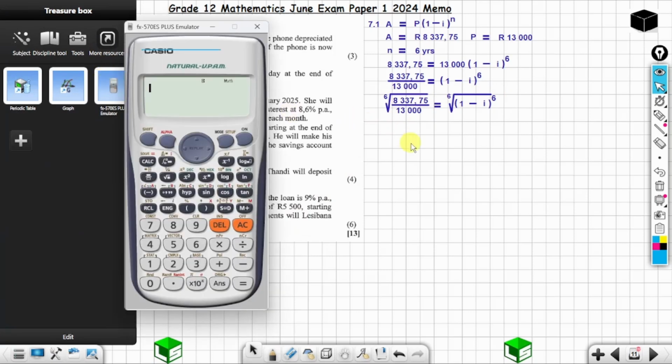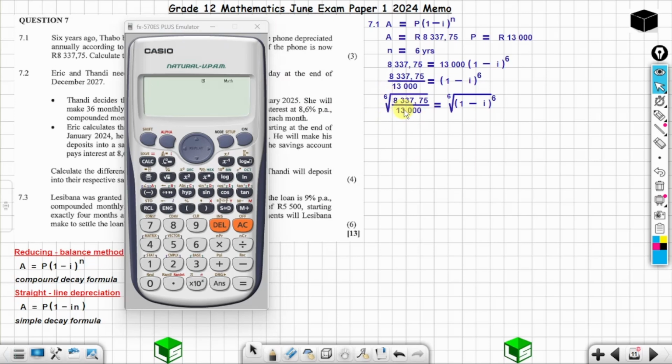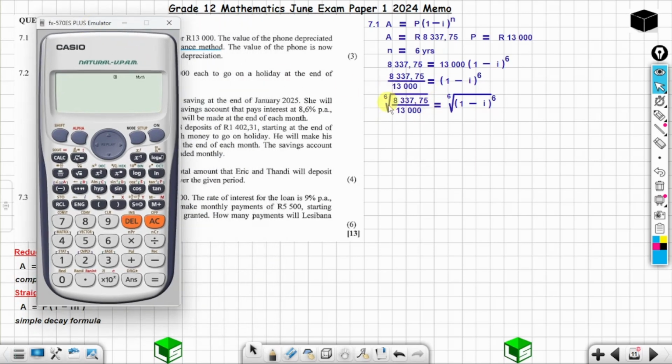Or we can leave this like this. Instead of rounding off, we are going to leave it like this. So this is equal to 1 minus I. So you have minus I. You transpose to the left. You have I is equal to 1 minus this. Okay, 1 minus this on the right side.